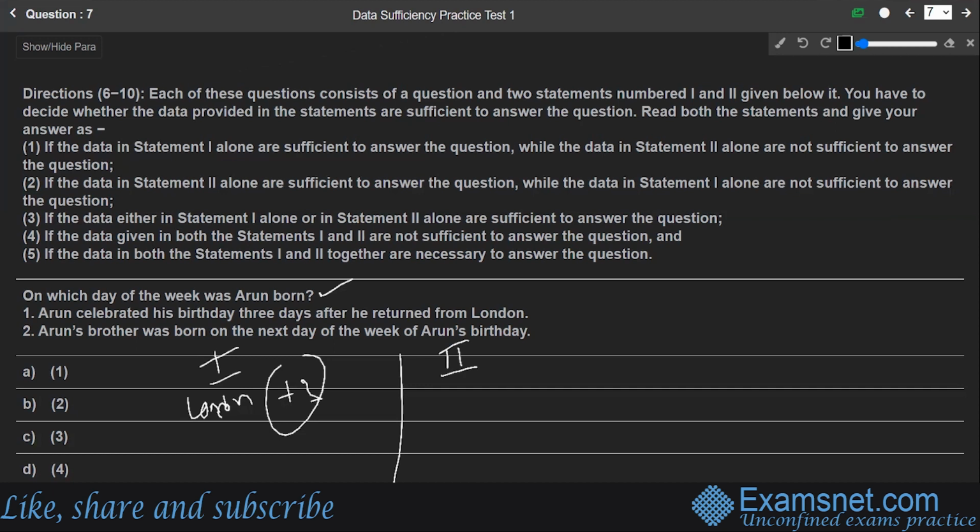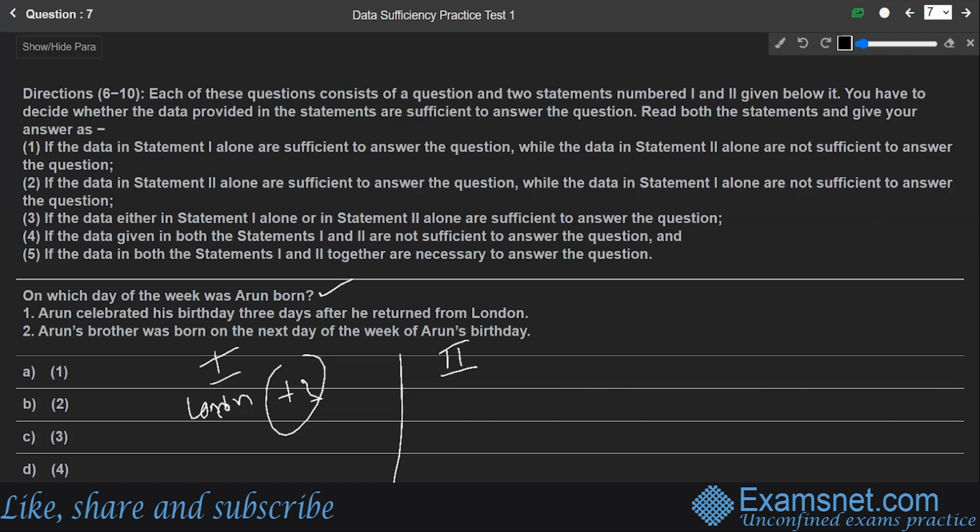So for that, if we knew on which day Arun's brother was born, then we could have answered by subtracting one from it to get Arun's birthday. But that is also not mentioned. So statement 2 alone is not sufficient. If we combine the information together, one says that 3 days after Arun returned from London he celebrated his birthday, and the other says Arun's brother was born the next day of the week after Arun's birthday.